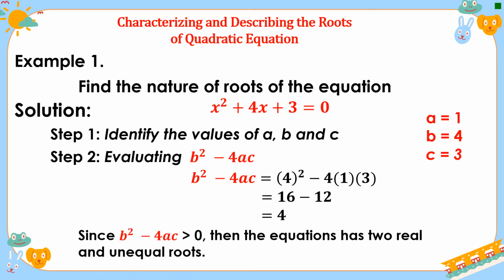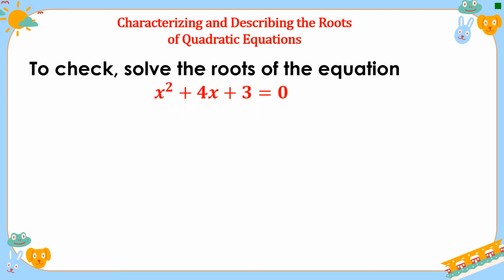Since b squared minus 4ac is greater than 0, or the discriminant is greater than 0, then the equation has two real numbers and unequal roots. To check, solve the roots of the equation x squared plus 4x plus 3 equals 0 by factoring.